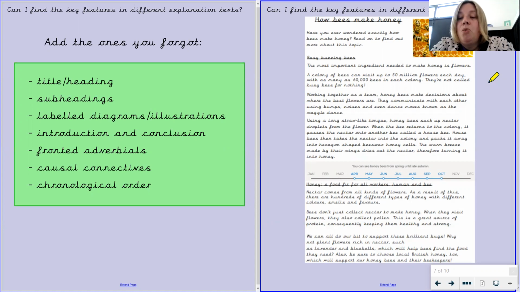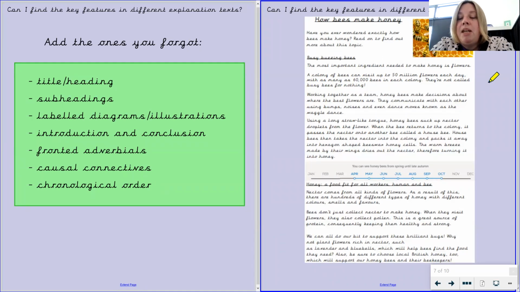Nectar comes from all kinds of flowers. As a result of this, there are hundreds of different types of honey with different colours, smells, and flavours. Bees don't just collect nectar to make honey. When they visit flowers, they also collect pollen. This is a good source of protein, consequently keeping them healthy and strong.